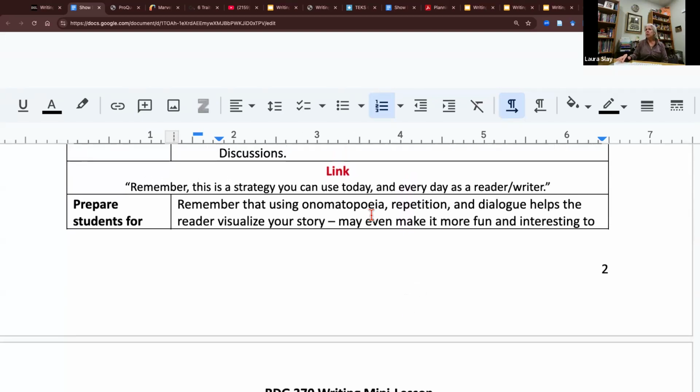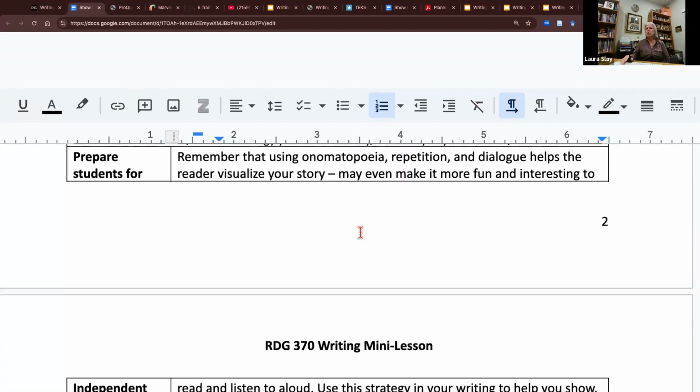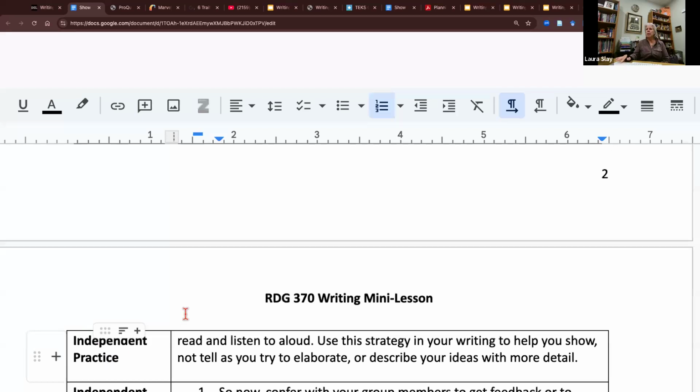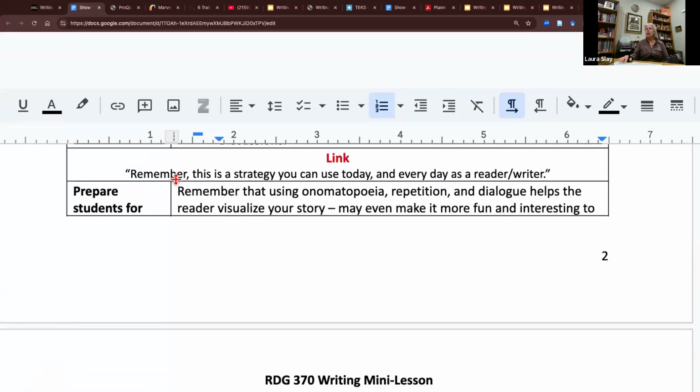The very last section is the link section. So I think this is where you're going to take it to the you do, where you get them to be a little bit more independent and show their stuff, maybe in that large workshop section of the model that I described for you earlier. So this is where you prepare students for independent practice. So here it is. The language is to remember the strategy can be used today, or you want to make this relevant and authentic to the learner.